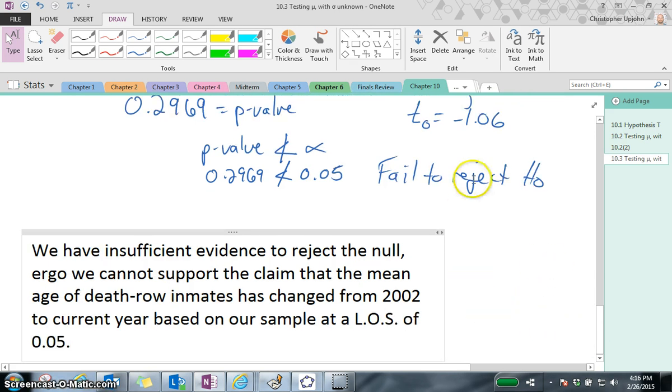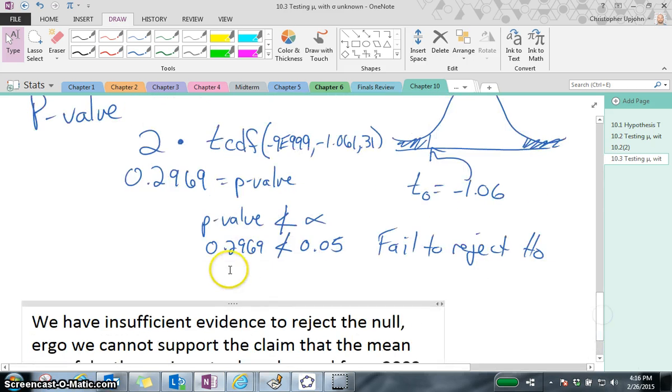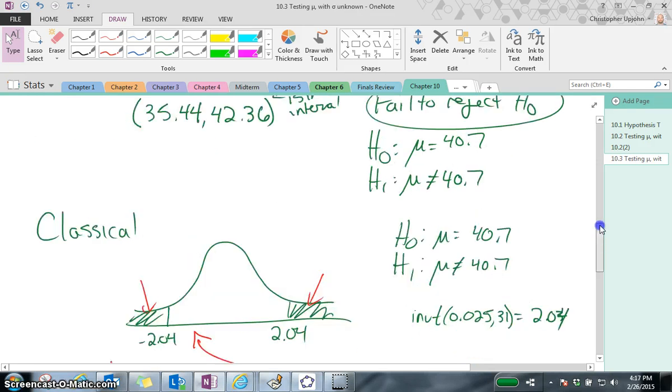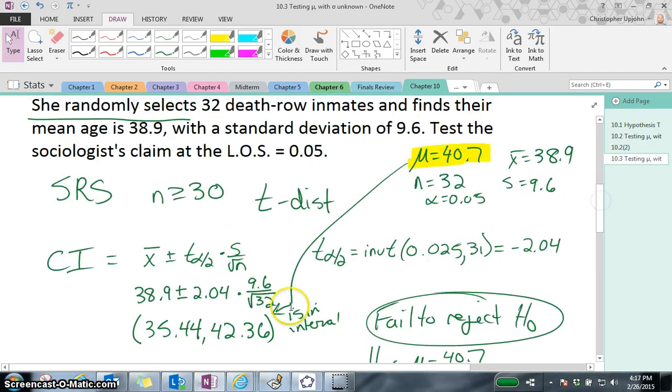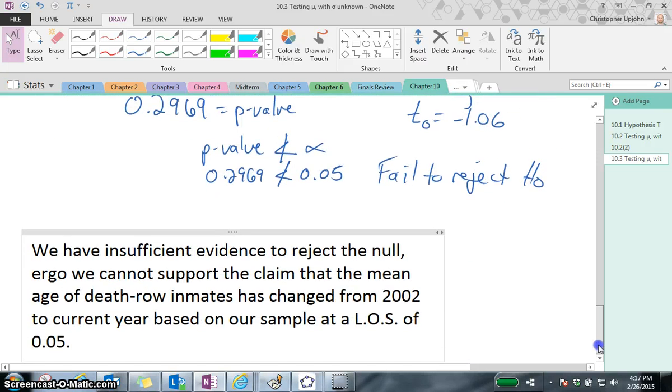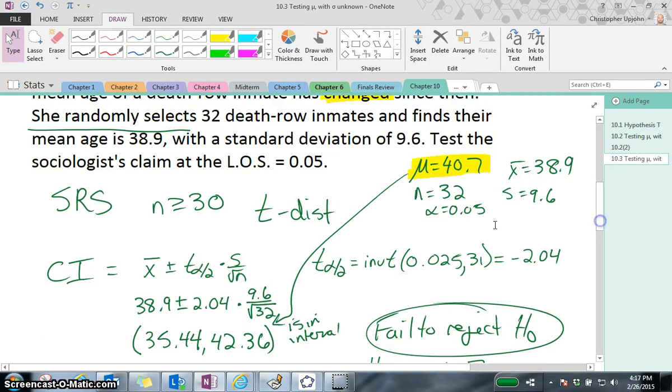That's our conclusion. We failed to reject using the p-value method. We got 0.2969. We got a test statistic of negative 1.06, not inside our critical region, classical method. Our confidence interval was 35.44 to 42.36. Our mean was inside there, so we failed to reject all 3 times, which of course we should. That is our conclusion. And we did check to see if it is normally distributed, a simple random sample, and n big enough.